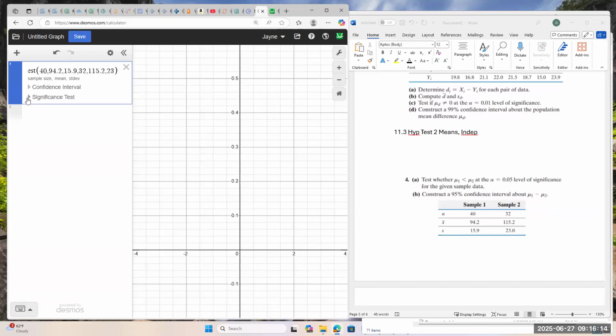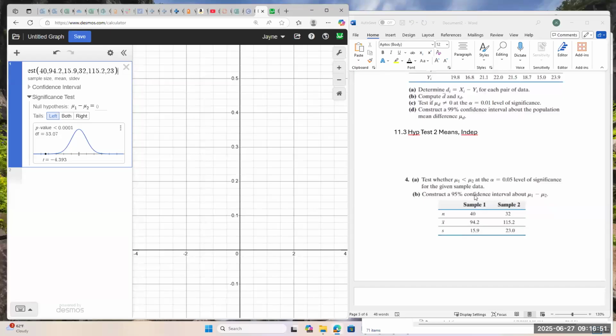And now I want to test whether the mean from the first population is less than the mean from the second population. So I'm going to click on significance test. And again, mu1 less than mu2 would be the same as mu1 minus mu2 being less than 0. So again, this is a left test. And I am testing at the significance level of 0.05. My p-value is 0.0001, which is much less than that. So that tells me that I would reject the null hypothesis.